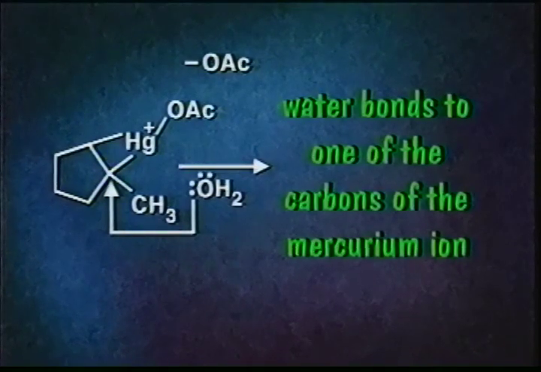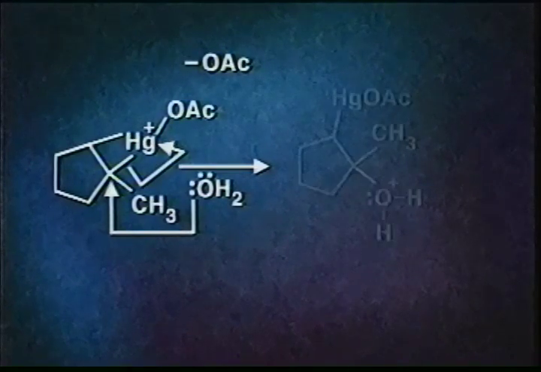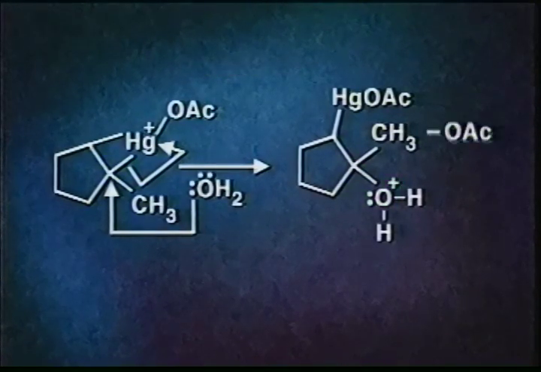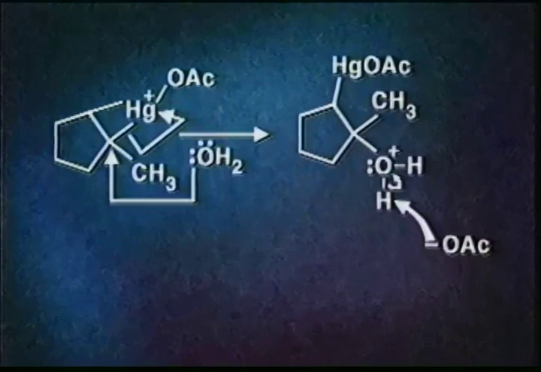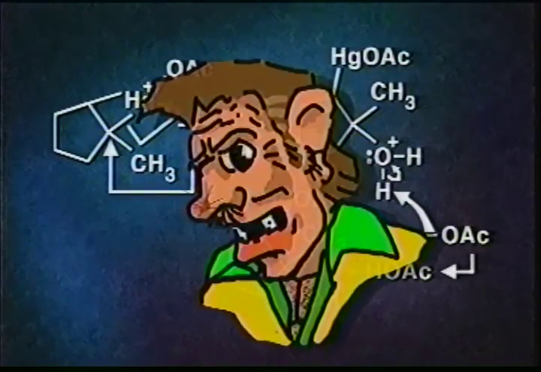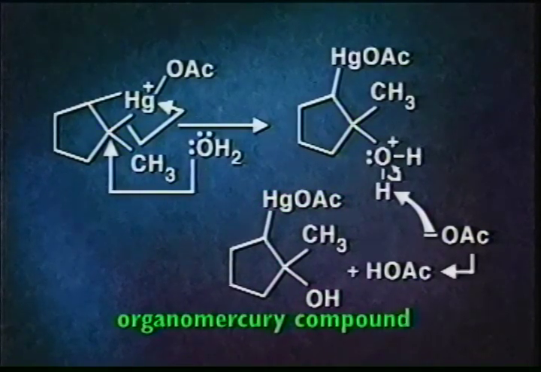Water bonds to one of the carbons of the mercurium ion. This in turn allows that carbon to give up the electrons it had been donating to the mercurium ion complex, breaking up the weirdo triangular formation. The oxygen in water now has a positive charge, so it releases a hydrogen, a proton, and we now have an alcohol group on the molecule. Plus, the mercury acetate is still hanging around on the adjacent carbon. This freako intermediate, which contains a mercury acetate and an alcohol group, is an organomercury compound.